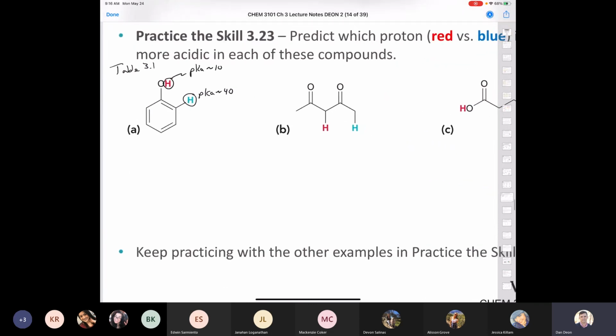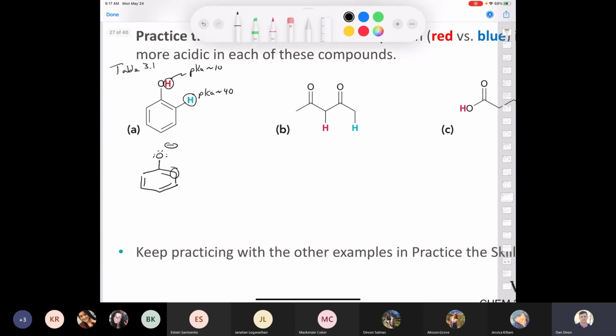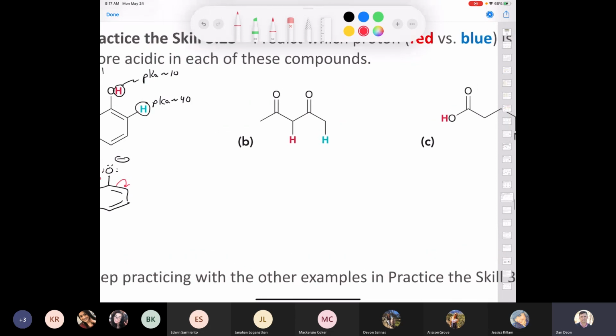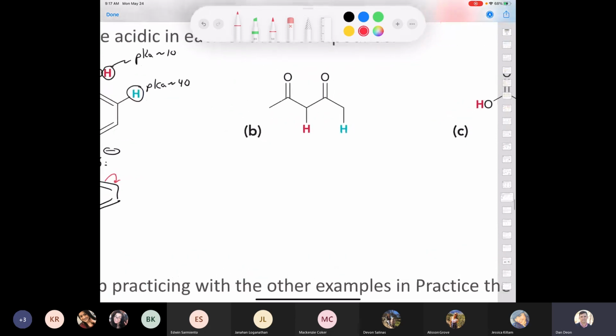But you also could use ARIO, couldn't you? Because if you draw the conjugate base from the removal of the red proton, not only is the negative charge on an oxygen compared to on a carbon, but there's resonance structures here, aren't there? And that's what's most important, is that you have a whole bunch of resonance contributors there that you could draw.